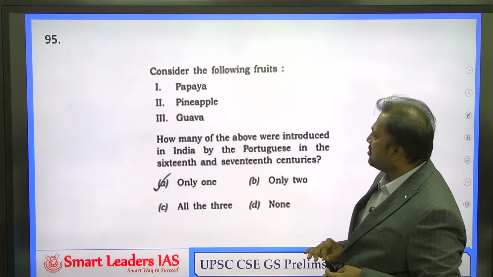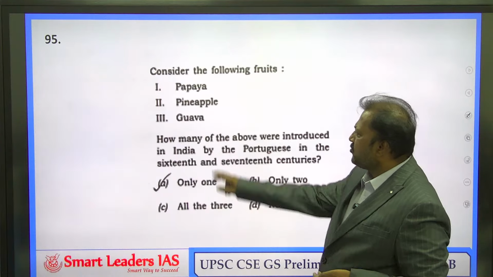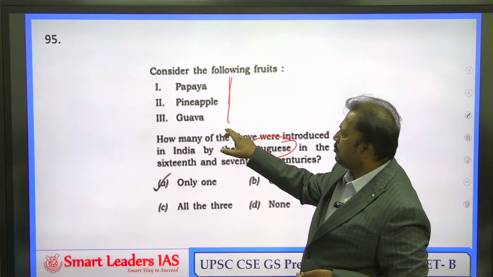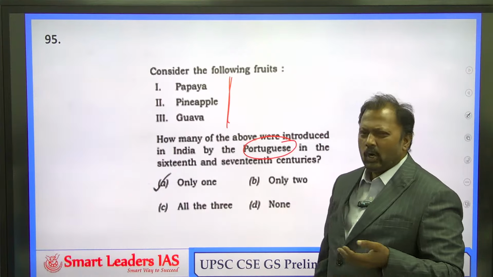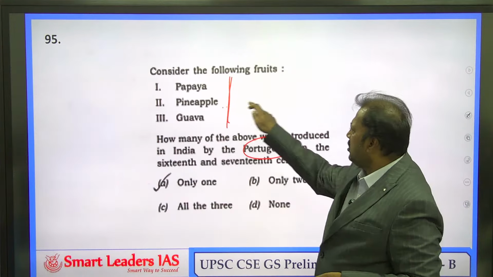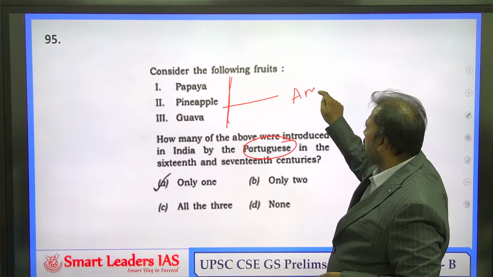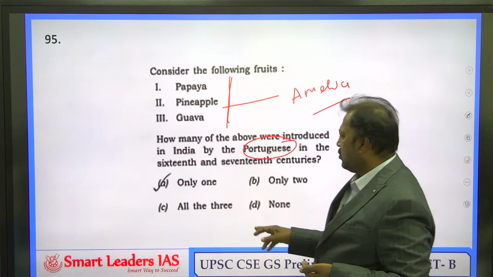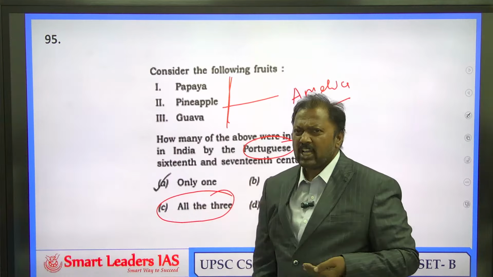Next, 95. Consider the following fruits. All these fruits were introduced by the Portuguese only. The Portuguese introduced a lot of things in India, including some of the fruits. So papaya, pineapple, guava, all these were introduced by the Portuguese. They originally belonged to America. So they introduced this. So all the three are the answer. 95, all the three.